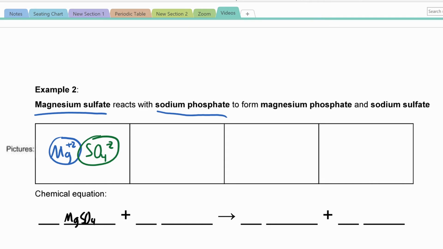So I'm going to start with phosphate in the middle because we're going to surround it with sodiums. PO4 -3. Then we need 3 sodium ions, Na+, Na+, Na+.